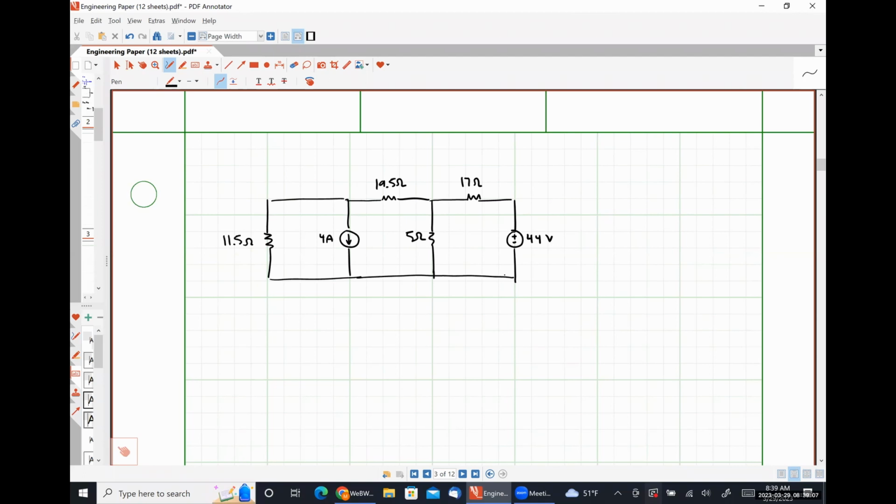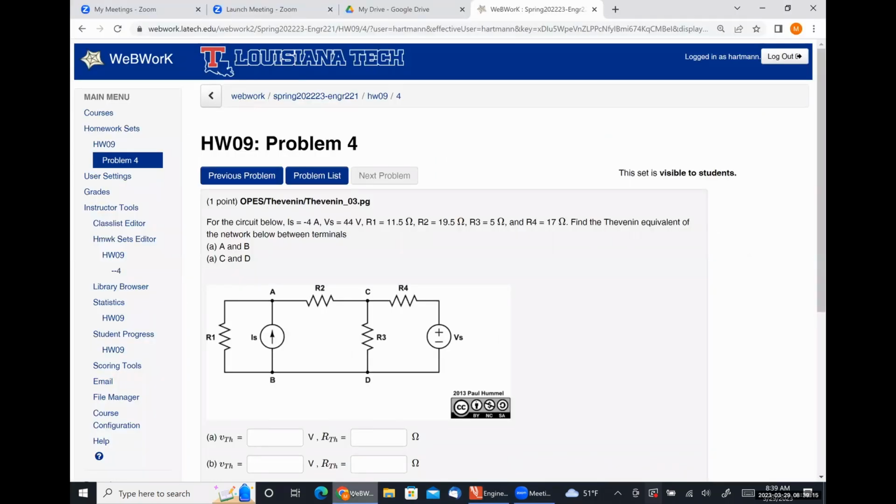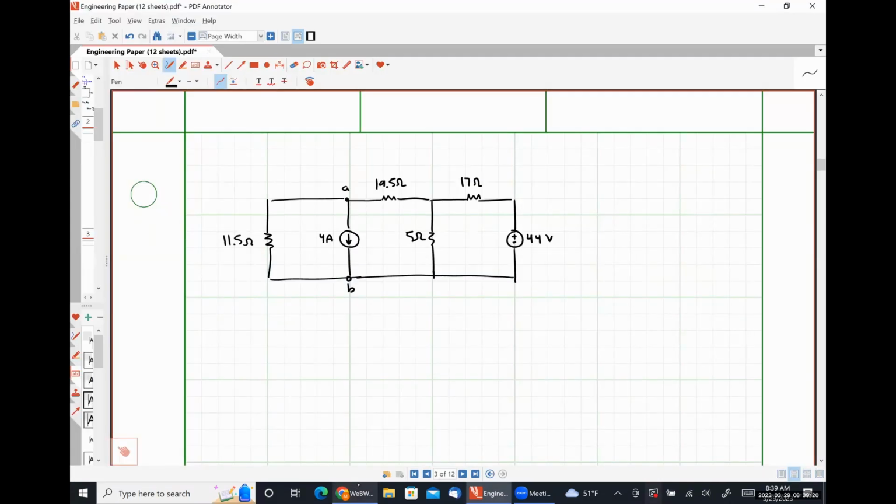And we are asked to find the equivalent between terminals A and B for the first part, right? Yes, A and B and then C and D. So let's worry about A and B. Okay. So how I would approach this problem is to redraw it very slightly differently. And that very slight difference is to extend this node all the way out to here and call this terminal A, and extend this node all the way out to here and call this terminal B. And then go about my day, right?